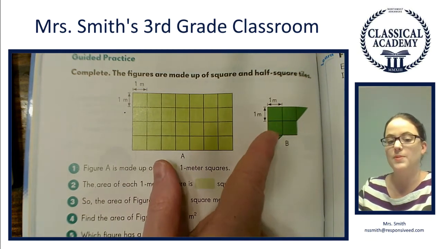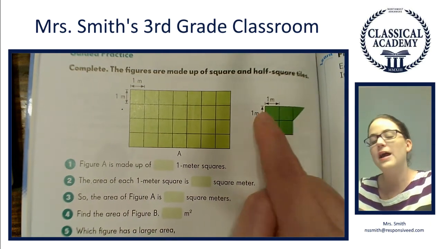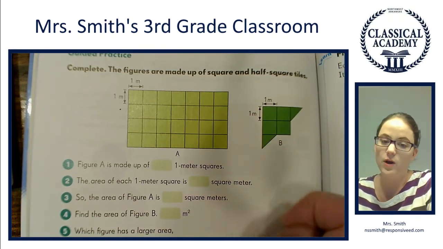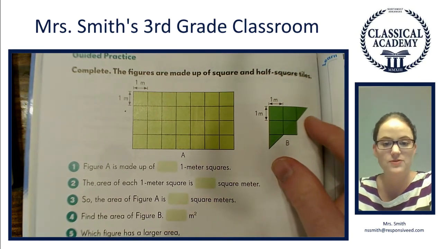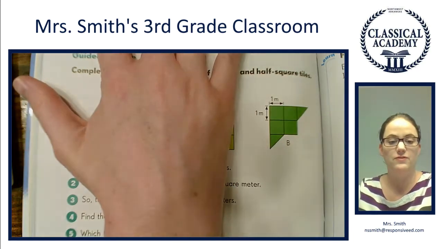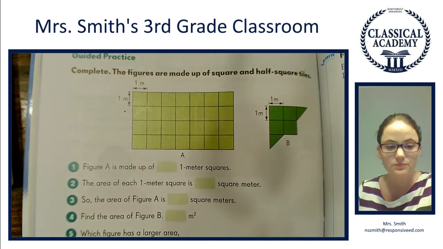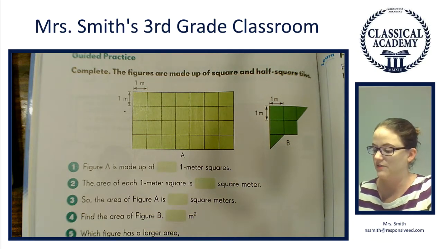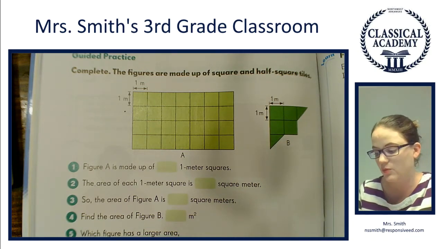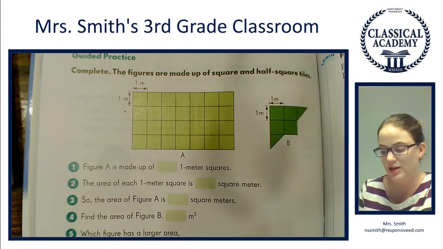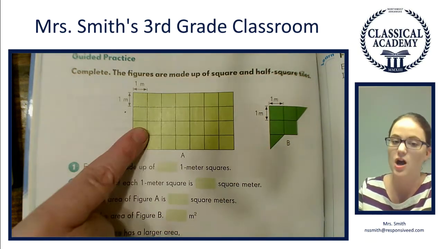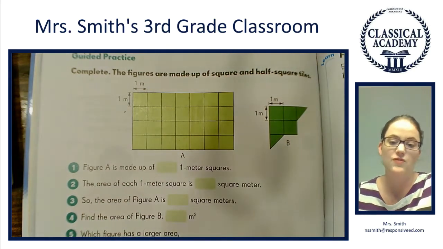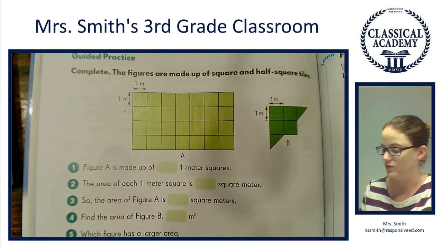Let's look at figure B. Figure B, we're going to have to count. It's not a perfectly even shape. 1, 2, 3, 4 that we can see, and 2 little half squares make 5. So the area of figure B is 5 meters squared. Which figure has the larger area, figure A or figure B? Obviously, figure A. You could put figure B right inside of figure A and have lots of squares left over.